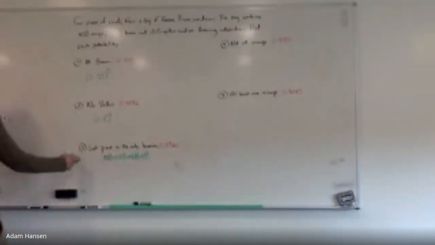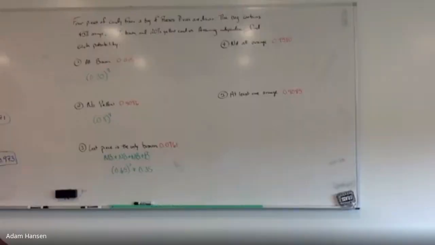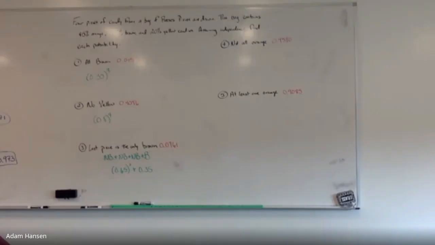We talked about this third one. The last piece is the only brown. So the last piece is the brown. The first 3 were not brown, the 65%, times the 35% who picked the brown on the last try. Are the first 3 decimals lining up with what you're getting so far? Yeah. In just 1 second. Okay.